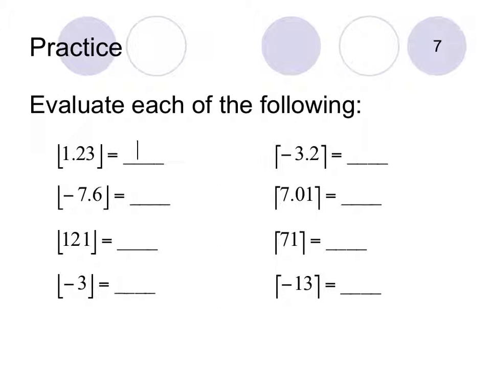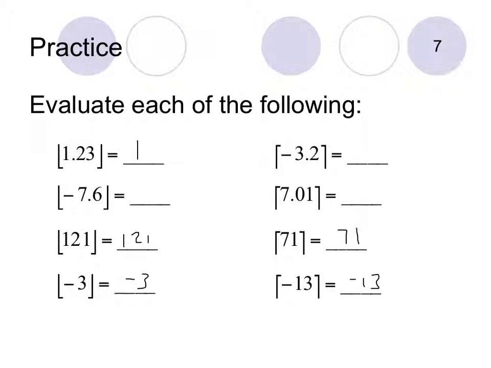The floor and ceiling functions do nothing if the input is an integer. So, for example, the floor of 121 is just 121. The floor of -3 is -3. The ceiling of 71 is 71. The ceiling of -13 is -13. So if we happen to put an integer into these guys, then they don't really do anything. Their job is to return an integer value based on the definition.